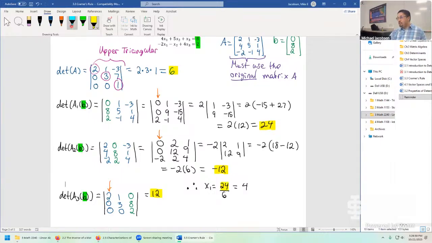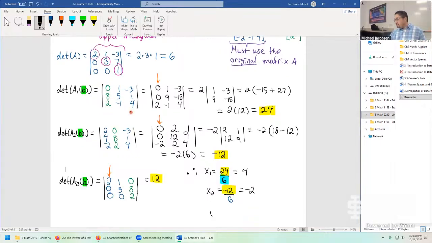Let me just put a little highlighting to show how all those connect. x2 is the determinant of A2(b), -12, divide this one by 6. We get a -2 on this one. And likewise for the last one, x3, that's going to be +12 divided by 6. So on all the values, we're always dividing by the same determinant, the determinant of the original matrix A. The only thing that changes is these different determinants that we formed by inserting column b into the right positions.